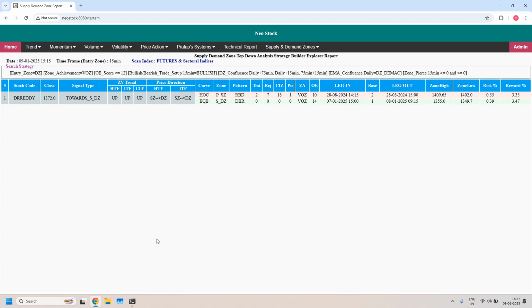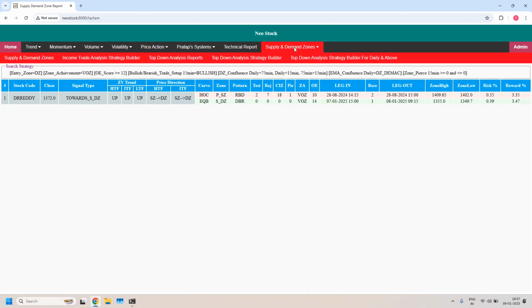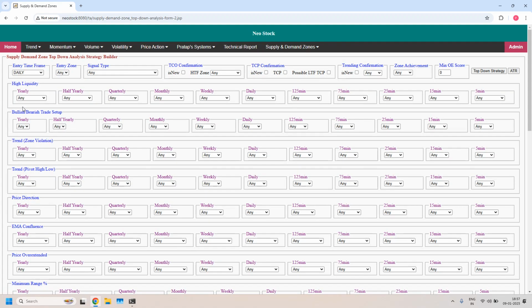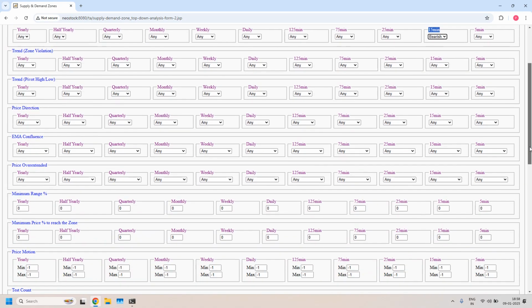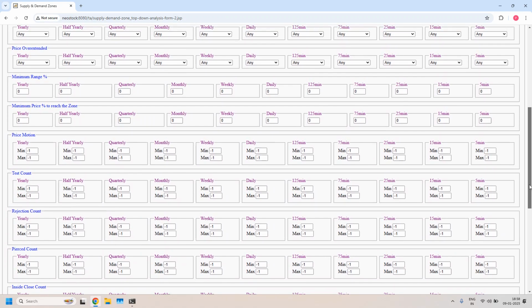So this is about bullish trade setup, daily income trade. Entry time frame 15 minutes demand zone. Next, bearish trade setup, daily income trade. Entry time frame is 15 minutes. Entry zone is supply zone. In bullish or bearish trade setup at 15 minutes time frame, I am selecting bearish, and these 15 minute supply zones should not be pierced.